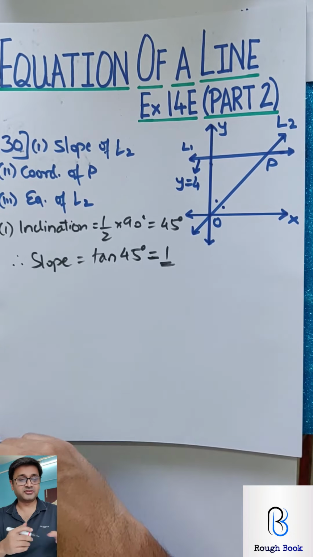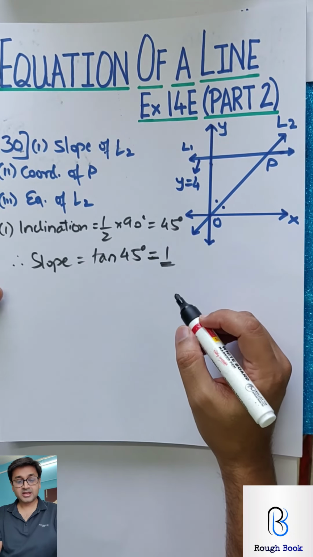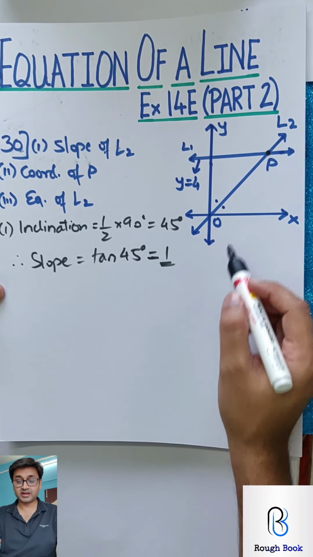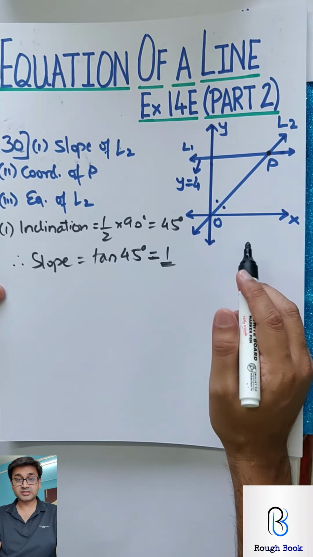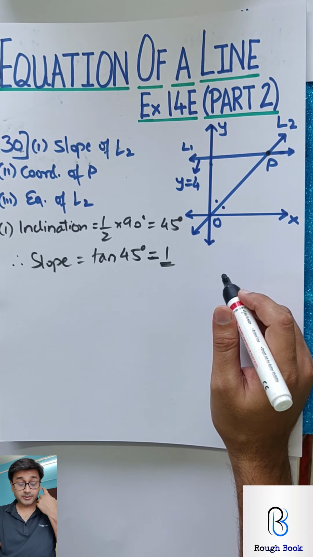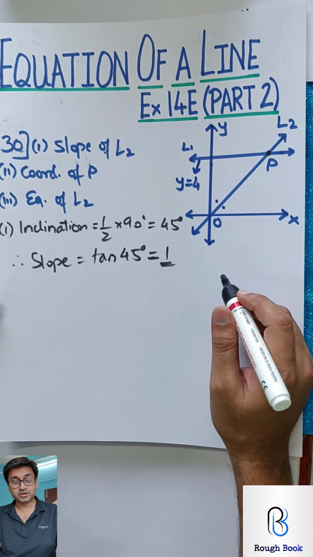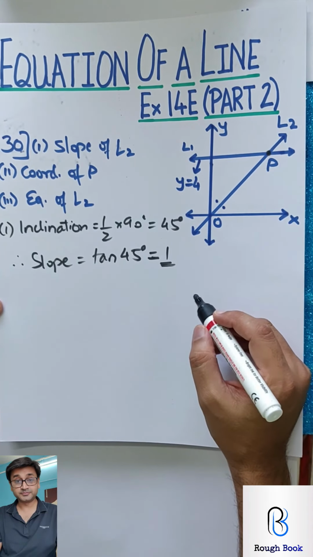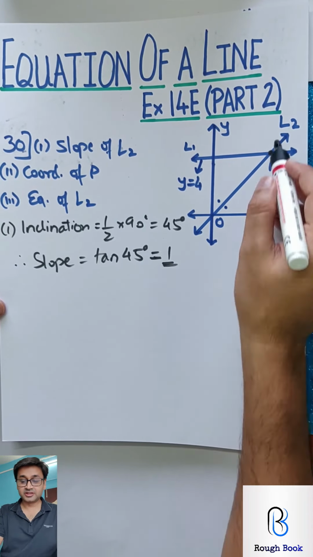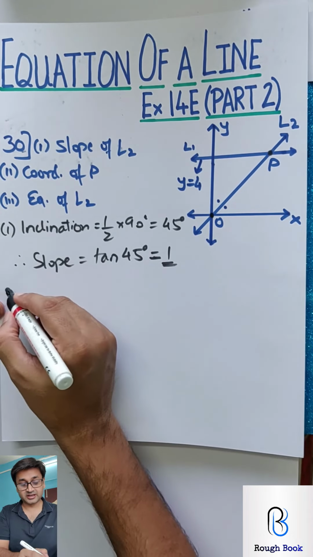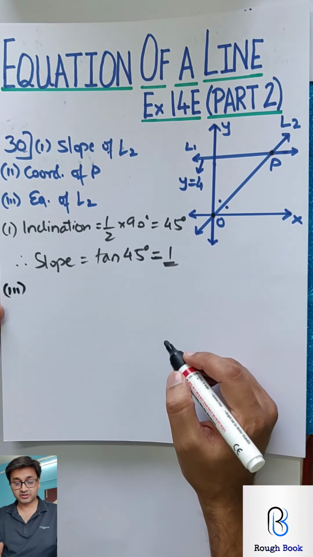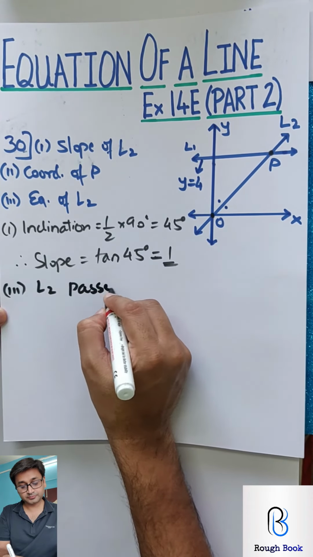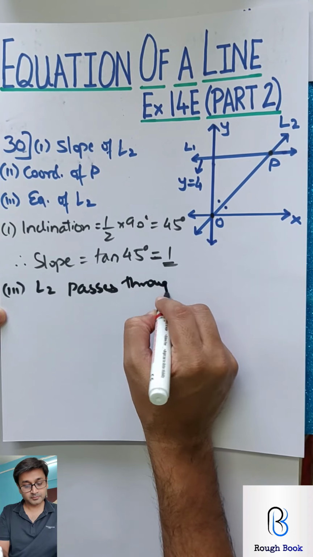Now the second part is very important. You have to think. They ask for the coordinates of P. How are you going to get the coordinates of P and then the equation of L2? I would prefer first getting the equation and then going on to the coordinates. Anyone know how to get the equation of L2? Think. Now this is passing through the origin. So I have given you the second clue. I am doing the third part first. L2 passes through the origin.